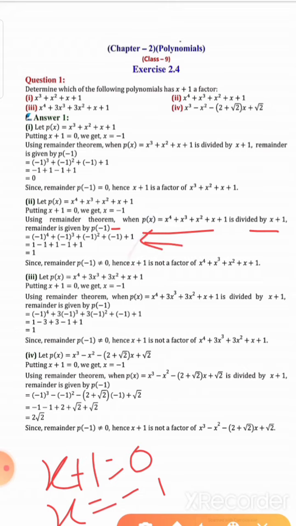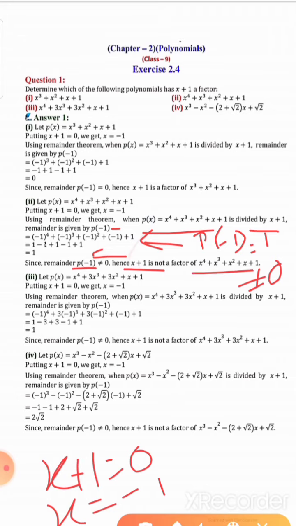Substituting the value of x equal to minus 1 in our polynomial p of x, we write this step: minus 1 raised to 4 plus minus 1 whole cube plus minus 1 whole square plus minus 1 plus 1. Simplifying this step, we get the answer 1. It means p of minus 1 equals 1, which is not equal to 0. Hence x plus 1 is not a factor of our polynomial p of x.